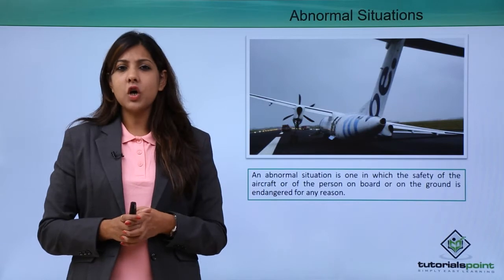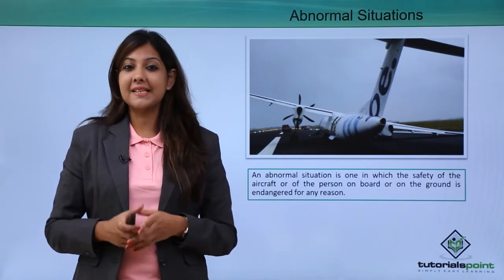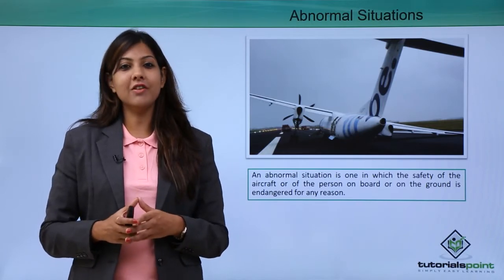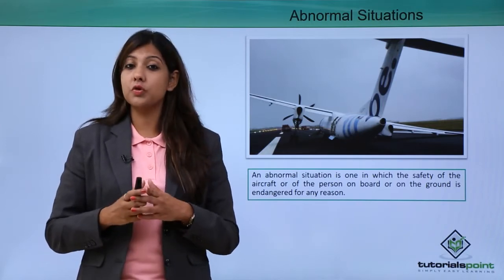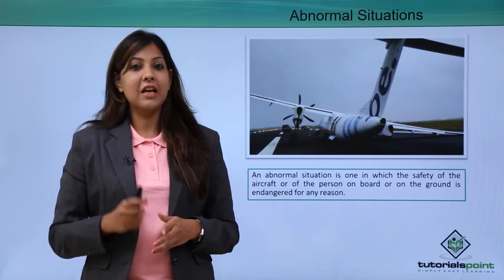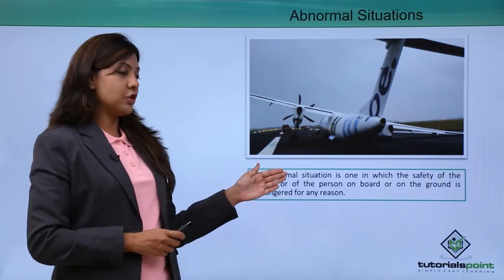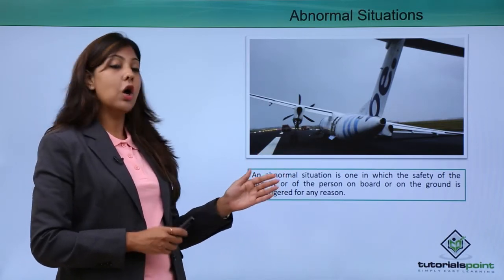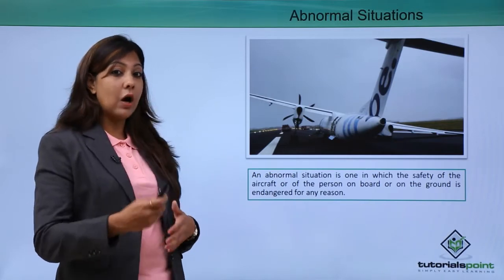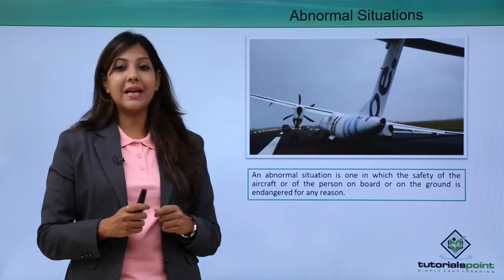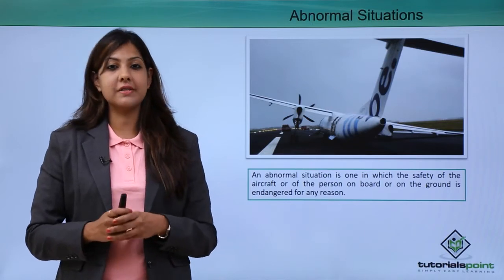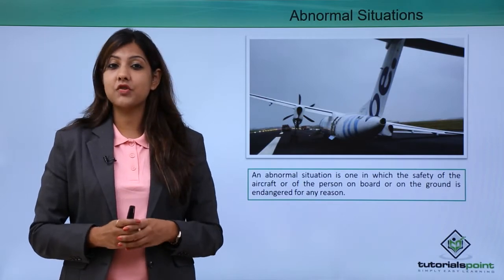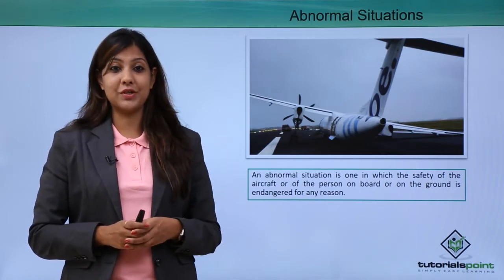So friends, if we have to talk about abnormal situations, what exactly is abnormal? Well, of course, abnormal is the opposite of normal. So whatever you expect under a normal situation, those do not happen under an abnormal situation. If we have to define it, an abnormal situation is one in which the safety of the aircraft or of the persons on board as well as on the ground can be endangered due to any particular reason. Now, endangering of the aircraft as well as the people can be disastrous, and that is why it is an abnormal situation.